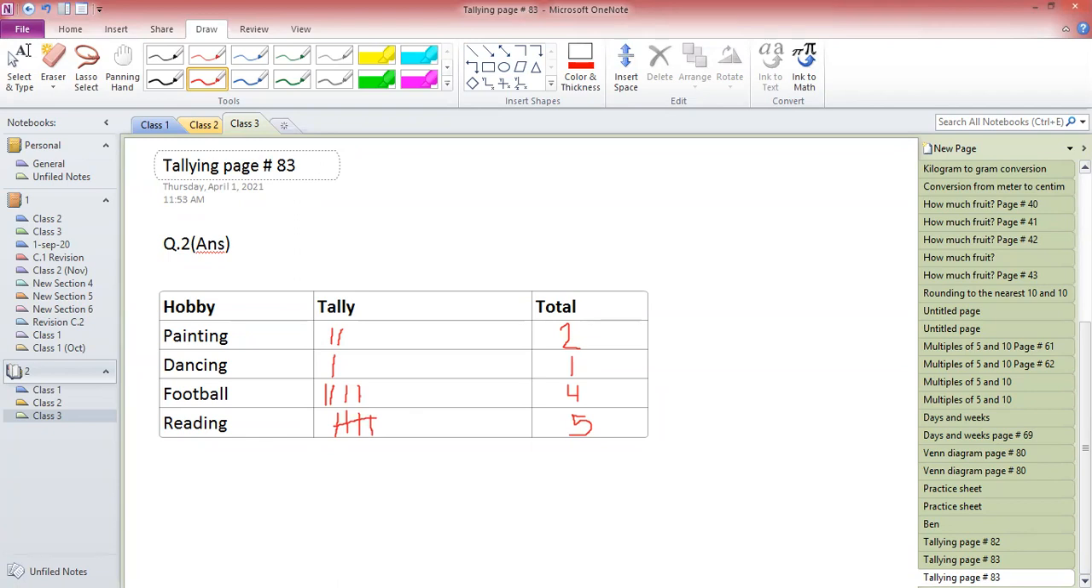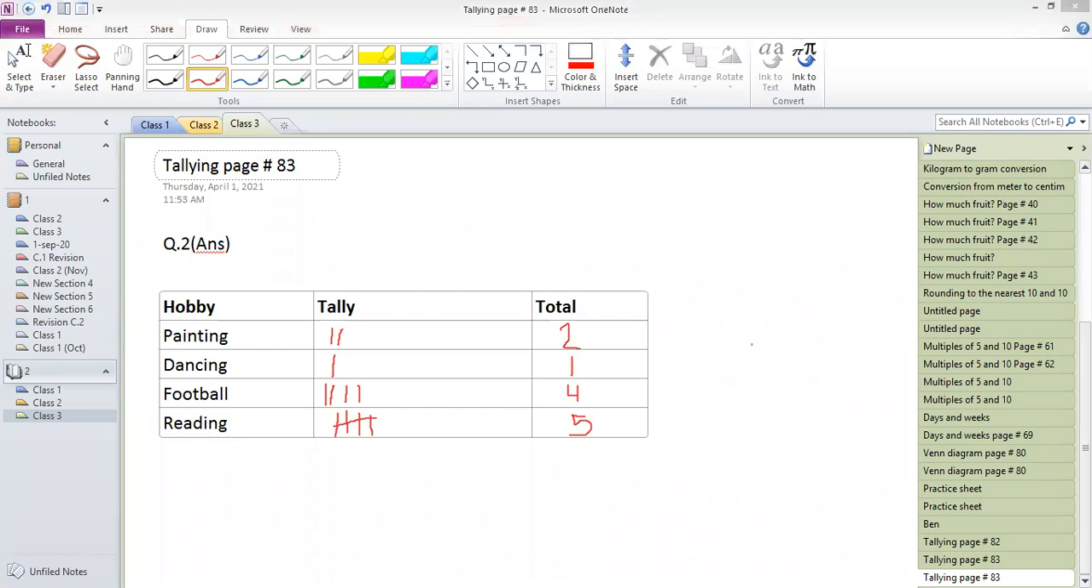After that, completing all tallies, you just need to count and write the frequency, how much total paintings, how many students like painting? 2. How many of them like dancing? 1. How many of them like football? 4. And how many of them like reading? 5. So I can say that mostly students like reading. So the data was unorganized, but using tally chart, I organized the data. Okay, clear, guys?